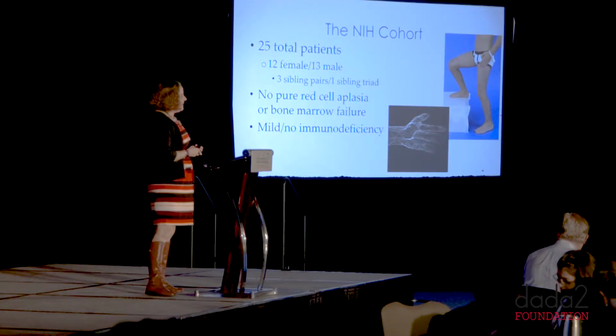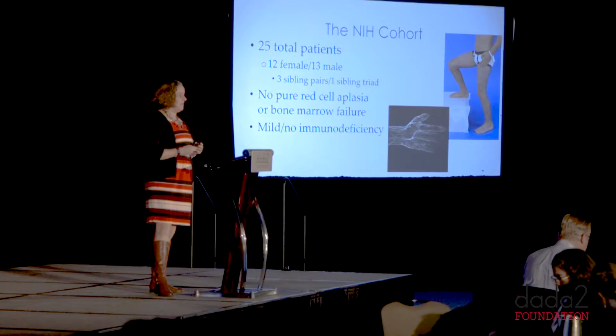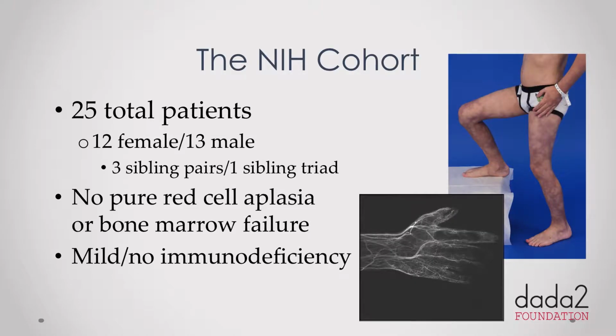In our NIH cohort, we have 25 total patients. 12 of them are female, 13 are male, and within that we have 3 sibling pairs and 1 sibling triad. Notably, we do not have any patients who have pure red cell aplasia or bone marrow failure, and our patients have mild to no immunodeficiency. In fact, the most common thing we see is a low IgM in our patients.